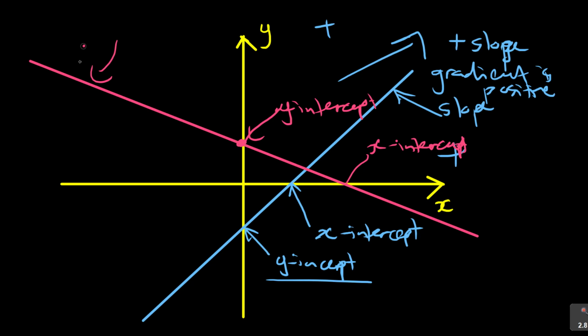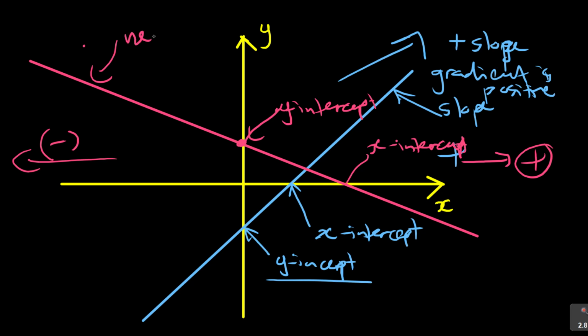Why? Don't worry about the y-axis on the slope. Always focus on the x. Look at it. X is negative. Here x was positive. So the slope has got to do with x only. So the slope here, we call this a negative slope.